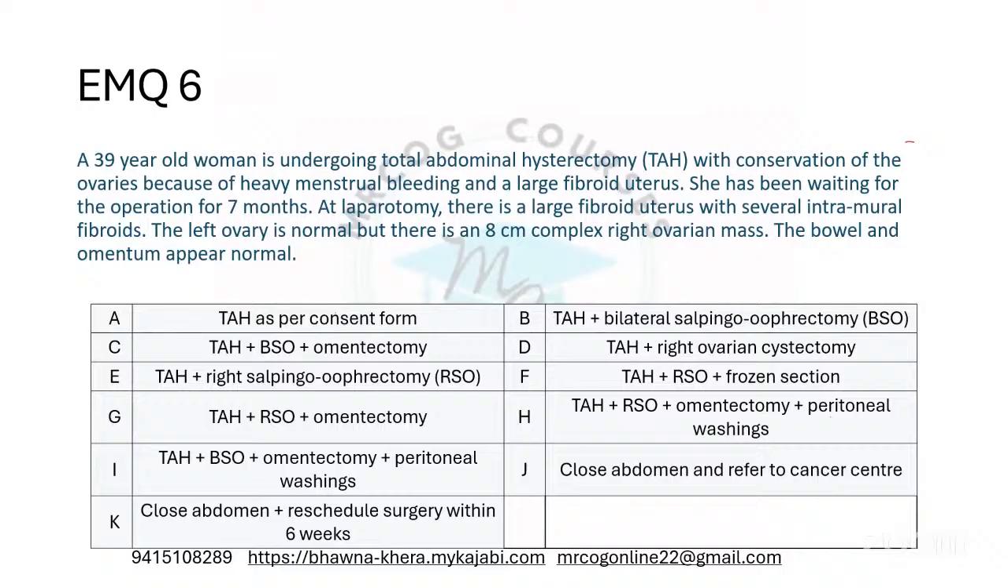So she is for the TAH, and you are not going to remove the ovaries. She has been waiting for the operation for 7 months, and today when she got in, you come to know that there is an 8 centimeter complex right ovarian mass. Bowel and omentum are normal. What can you do for this? Okay, so I have a C answer and an A answer. TAH as per consent can be done. C is TAH plus BSO plus omentectomy. Can we have more answers here?